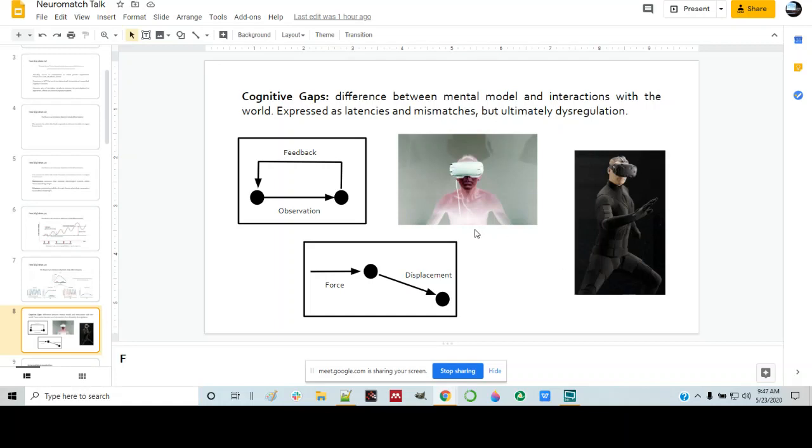You can observe something and give feedback, and if the virtual world is novel enough from your normal world experience, this feedback becomes distorted or lagged or something like that. Furthermore, if you put force into an object, it should displace a certain amount of space in the real world. But in virtual worlds, you can modify this displacement so that it creates this dysregulative effect.